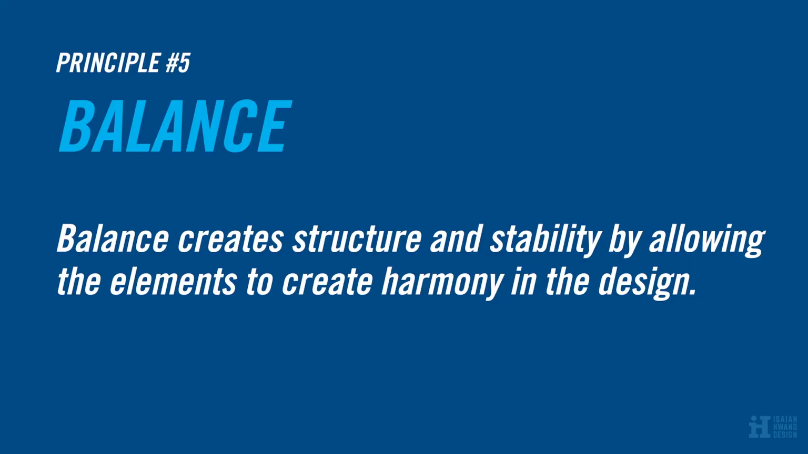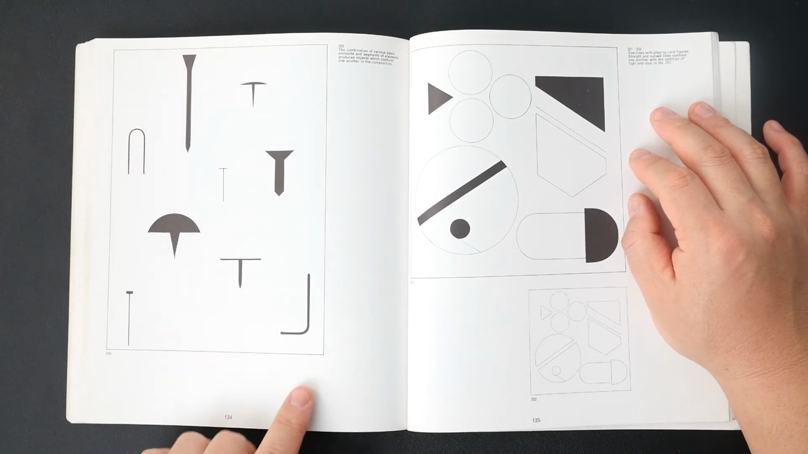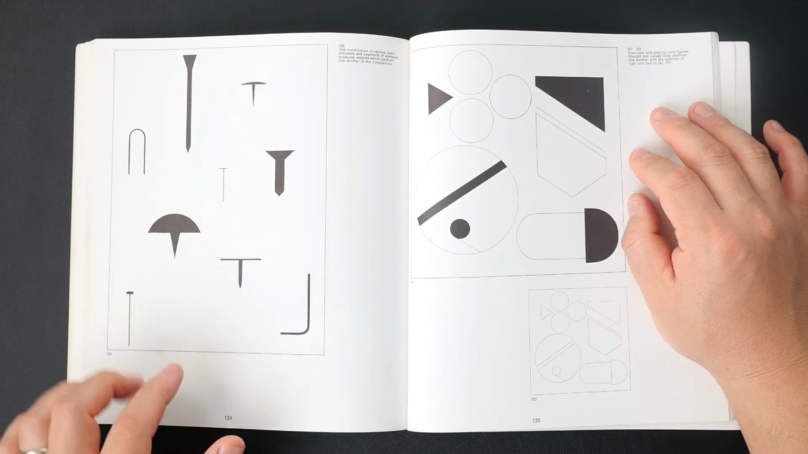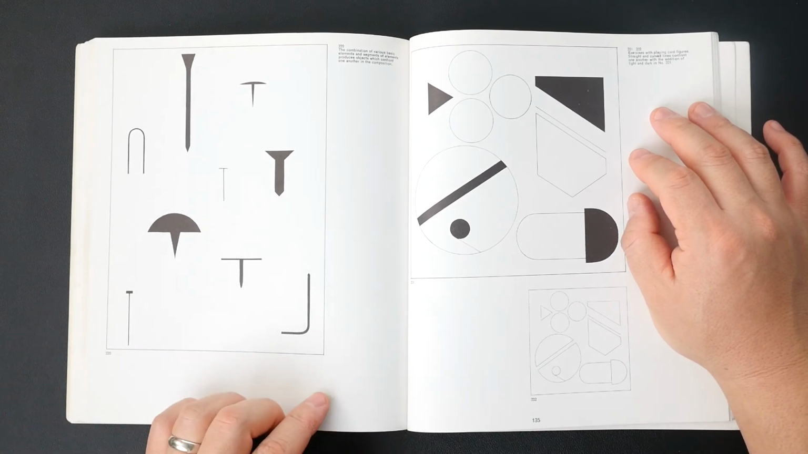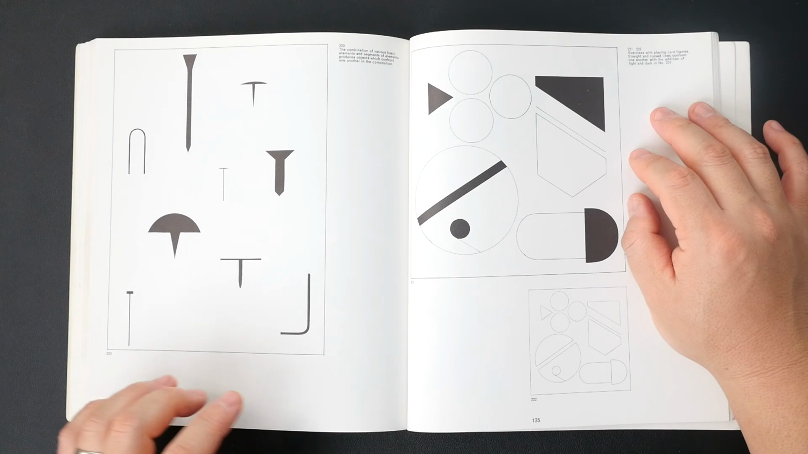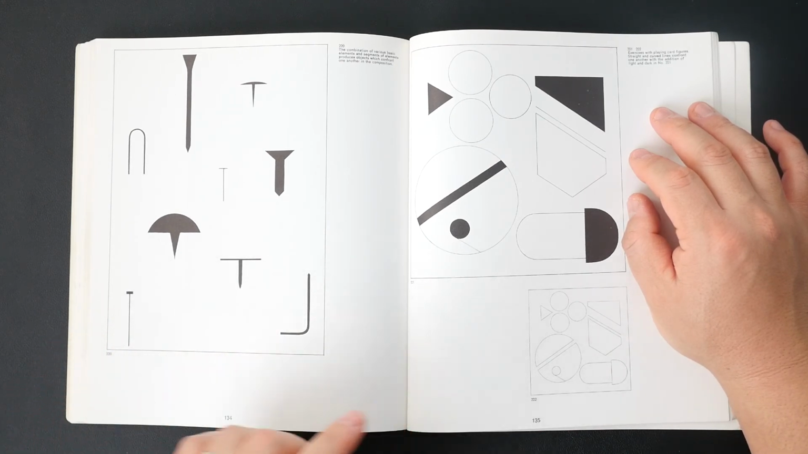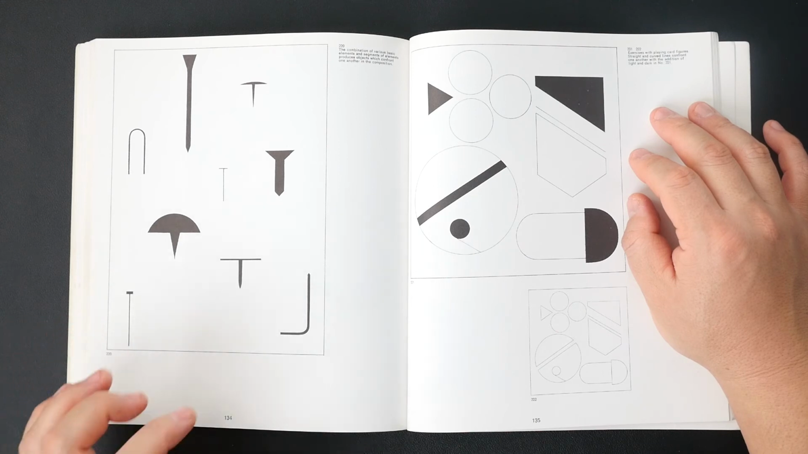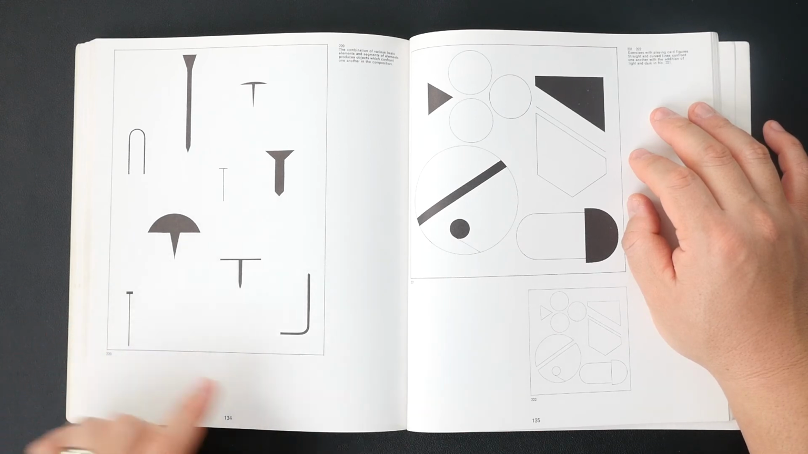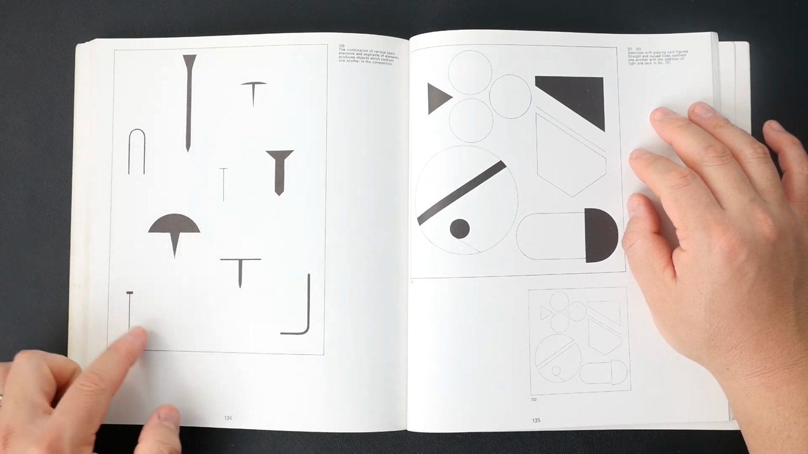Principle number 5, balance. Balance creates structure and stability by allowing the elements to create harmony in the design. So when you look at this page right here, even though there are multiple elements, there are thick elements or thin elements, tall, short, there's a nice sense of balance. And when you think of different elements like this, you can create a very beautiful design just by having a balanced layout like this one.